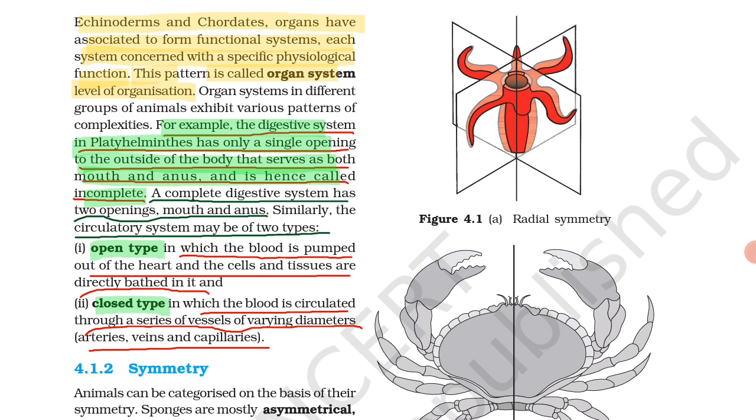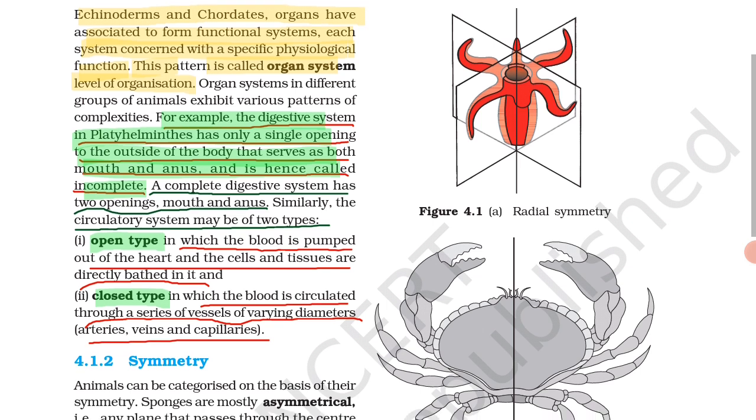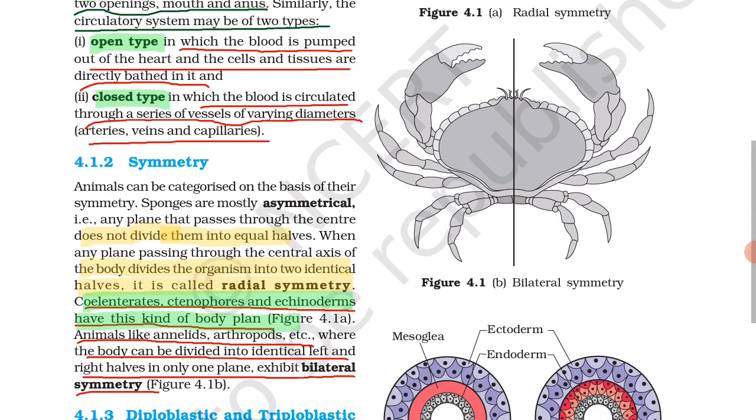Okay, so the example for an incomplete digestive system is platyhelminthes. A complete digestive system has two openings, mouth and anus. And the circulatory system has two types, open type and closed type. In open type, blood is pumped out of the heart and tissues and cells directly bathe in it. And in closed type, blood is circulated through vessels, capillaries, veins, etc. Next is symmetry.